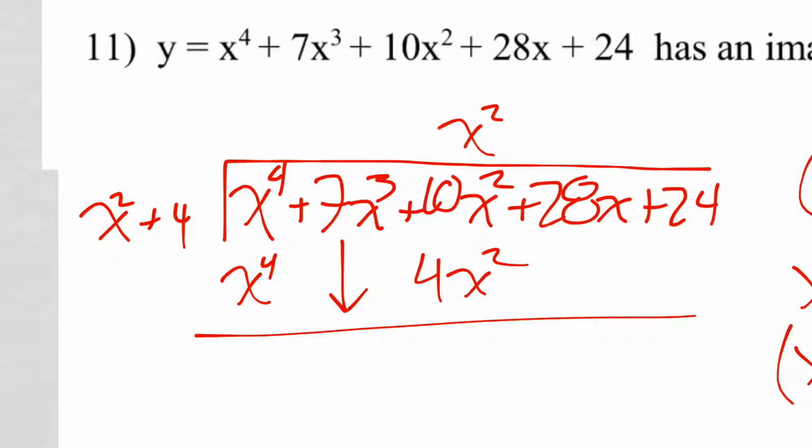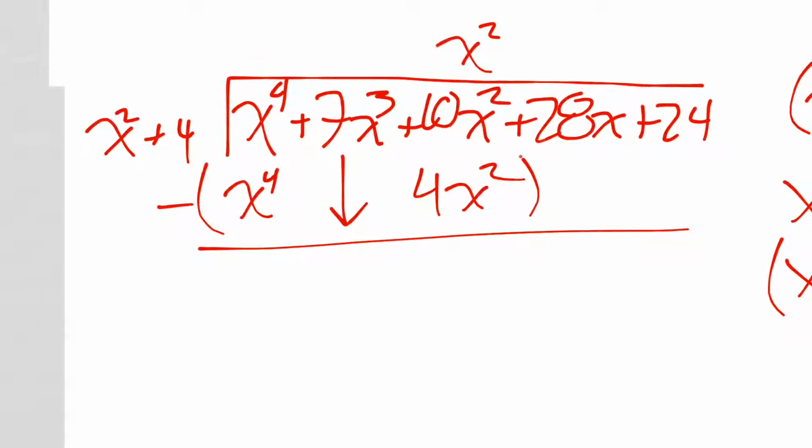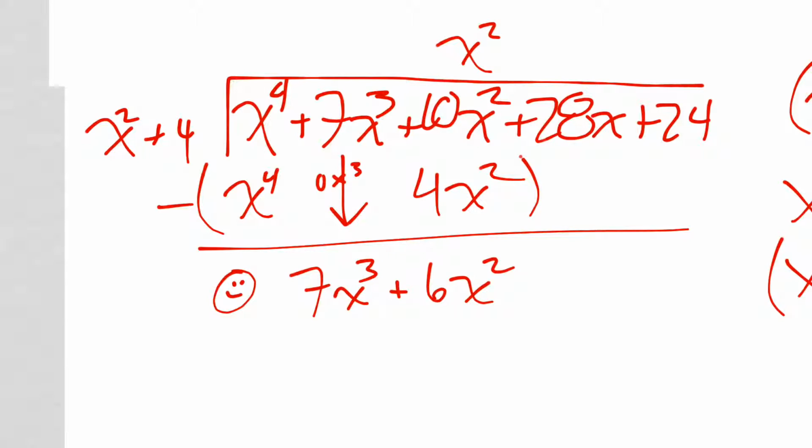Notice where I wrote that. That 7x cubed does not have a pair. That's going to be dropped down when we do our subtraction. Some people put a 0x cubed there. Totally fine if that makes you feel more comfortable. I don't feel the need, so I'm not going to do it. But x to the fourth minus x to the fourth is 0. 7x cubed minus, if we have a 0x cubed in there, doesn't do anything, so we get 7x cubed. And then 10x squared minus 4x squared is 6x squared. And let's drop the 28x down.